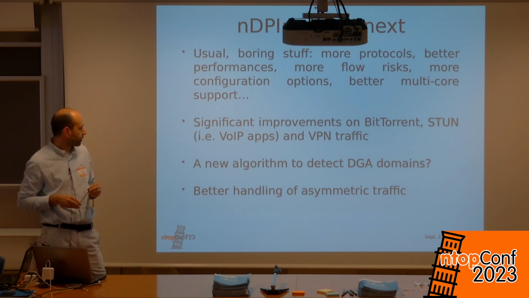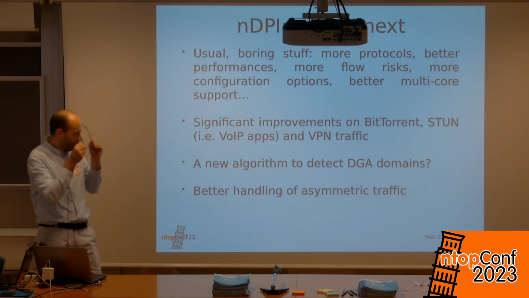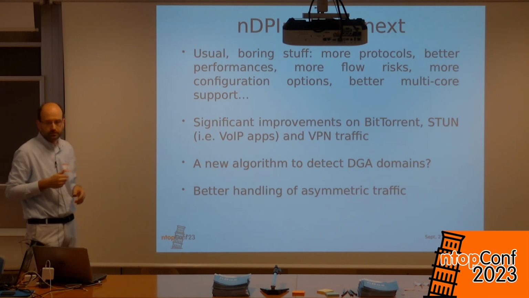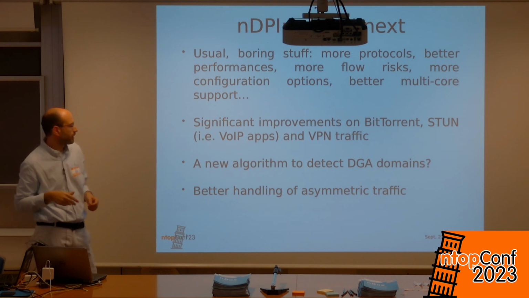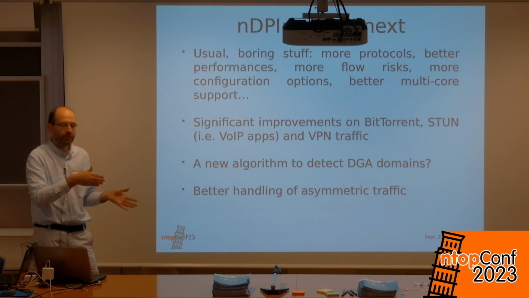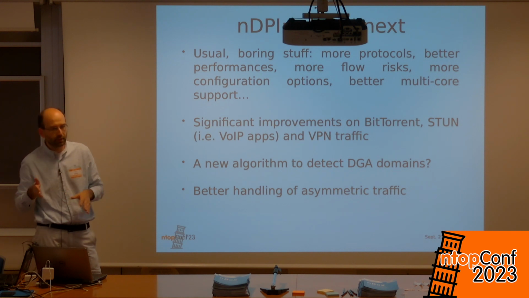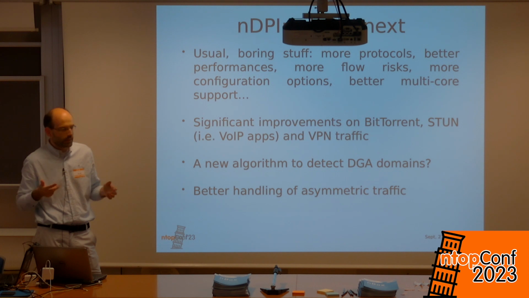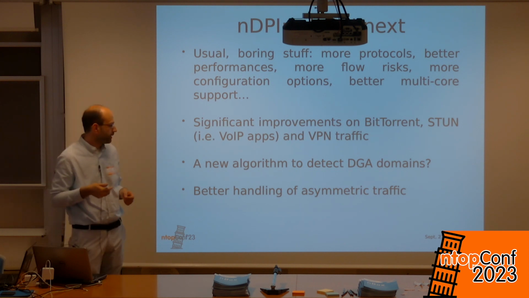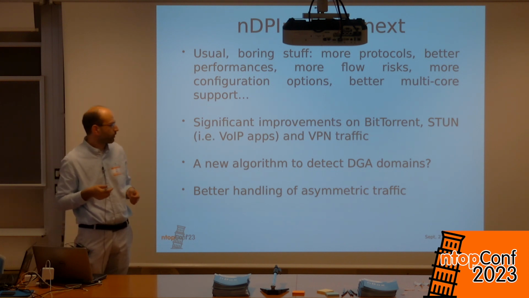We hope to have better handling of asymmetric traffic. Asymmetric traffic is the kind of traffic where you have only the uplink packets or the downlink packets. You don't capture both directions of the link, and that's quite common in the core network of an internet provider.